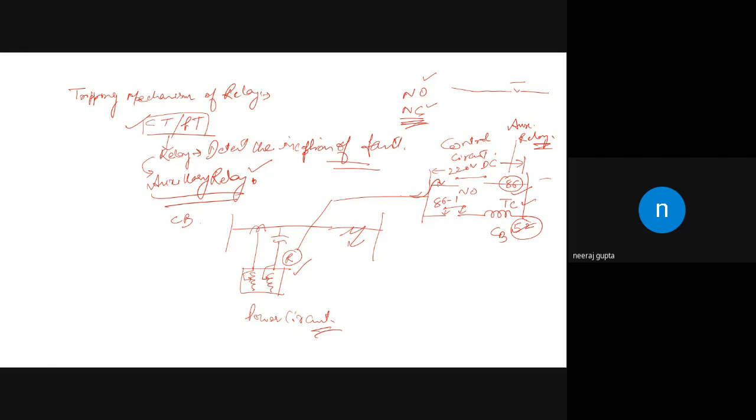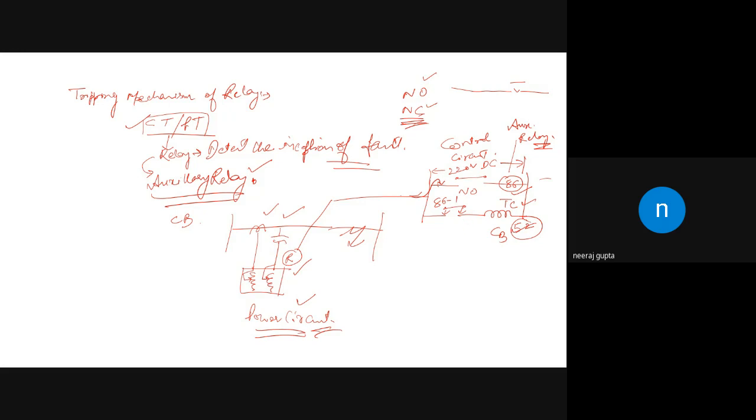So what happens whenever a fault occurs in the system? We have the CT and the PT, the system transducers. They give the information to the main relay, and this circuit is known as the power circuit. The relay gives the information to the control circuit. The control circuit consists of the auxiliary relay and the trip coil of the circuit breaker.